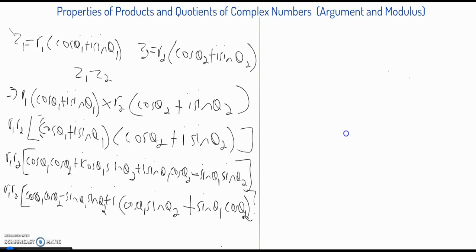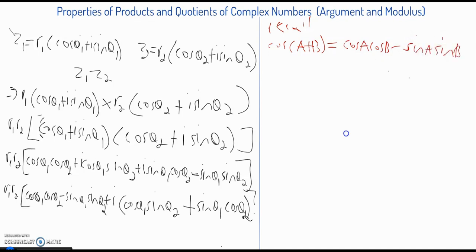Now if you look at cos theta 1 cos theta 2 minus sine theta 1 sine theta 2, that would remind you of the compound angle formula for cosine. So let me say, recall that if you have the cosine of A plus B, when I expand this, I'm going to get cosine A, cosine B, minus sine A, sine B.